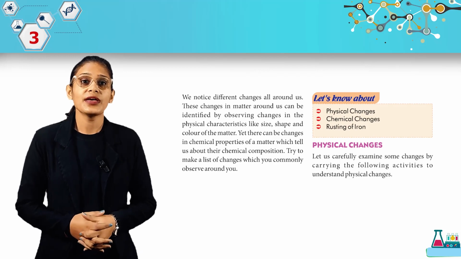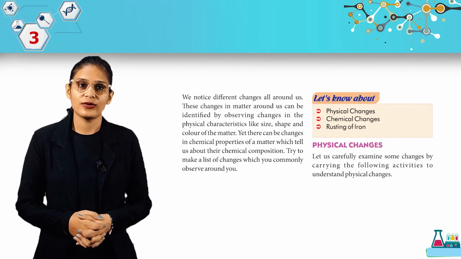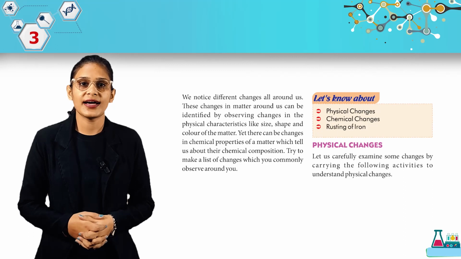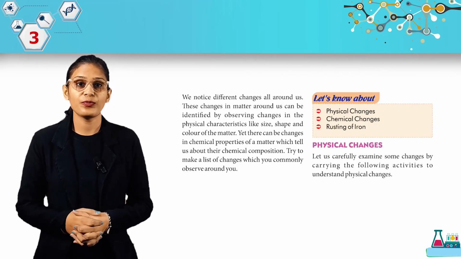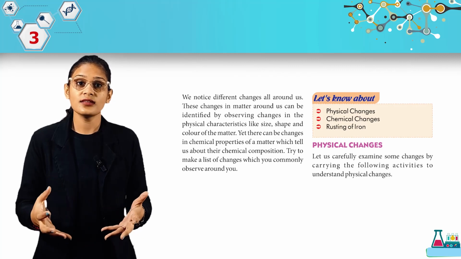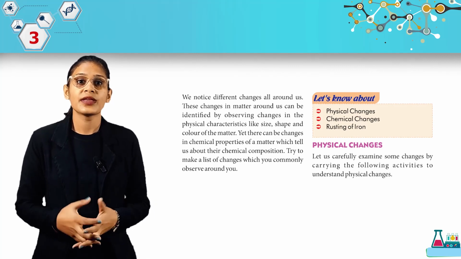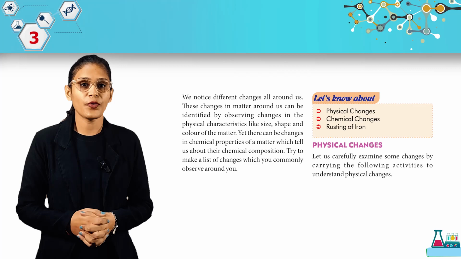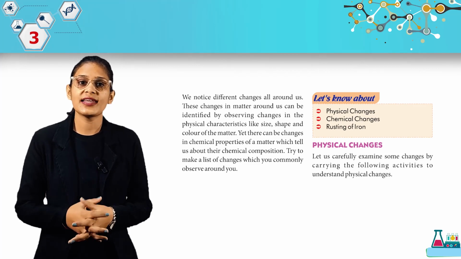Let's start. We notice different changes all around us. These changes and matter around us can be identified by observing changes in the physical characteristics like size, shape, and color of the matter. Yet there can be changes in physical properties of a matter which tell us about their chemical composition.